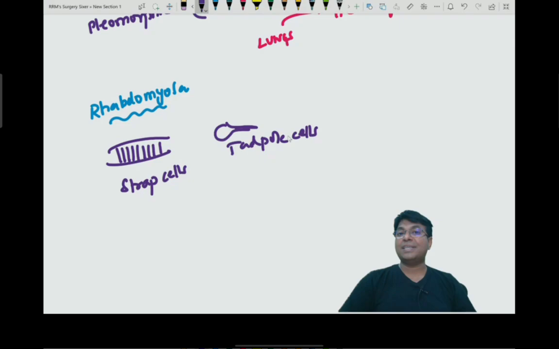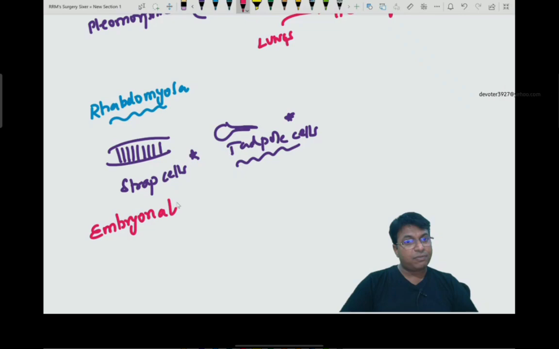And embryonal type can be further divided into two types. One is the spindle cell variant, and another type is sarcoma botryoides. I will show you the image also. Sarcoma botryoides looks like a fungating mass, and it is very common near the vulva. They will look like a fungating mass in the vulva, and histopathological examination will reveal tennis racket-shaped cells. So please don't forget, they will have tennis racket-shaped cells.